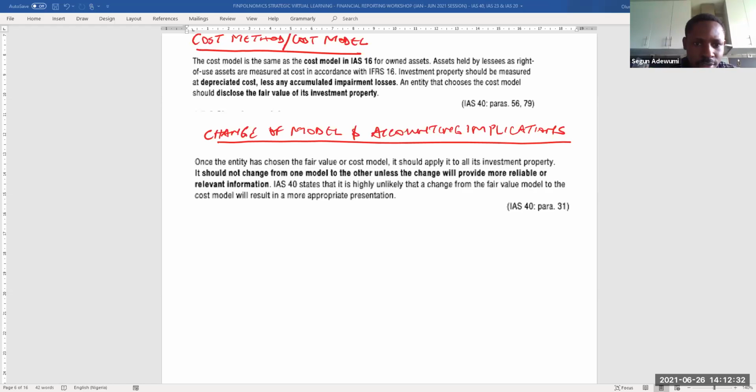Okay, once the entity has chosen the fair value or cost model, it should apply it to all its investment property. It should not change from one model to the other unless the change will provide more reliable or relevant information. IAS 40 states that it is highly unlikely that a change from the fair value model to cost model will result in a more appropriate presentation.